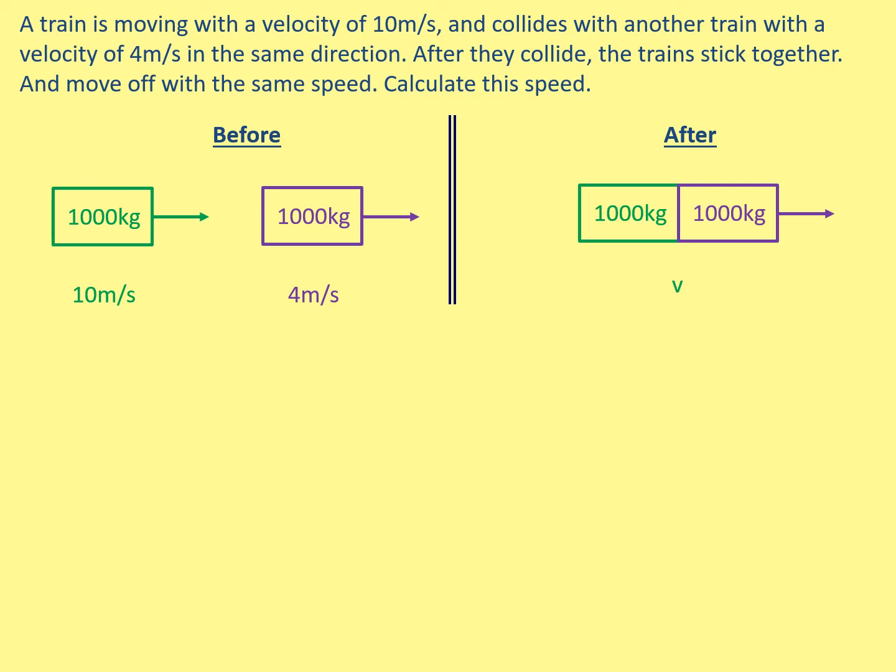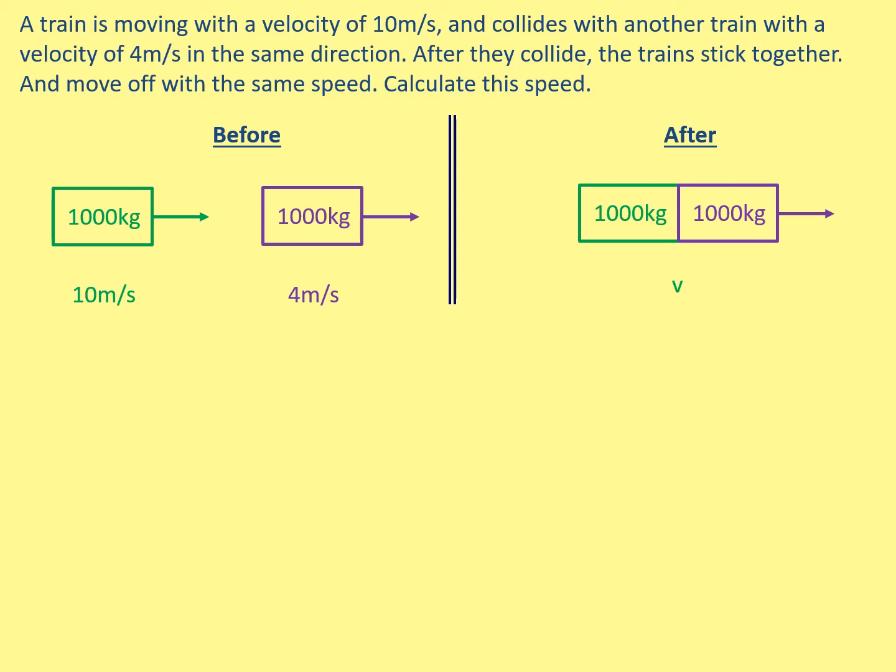Here's an example you might get on the conservation of momentum. A train is moving with a velocity of 10. It collides with another train with a velocity of 4 in the same direction. After they collide, the trains stick together and move off at the same speed. Calculate this speed. The first thing you need to do, always, is draw a nice clear diagram.